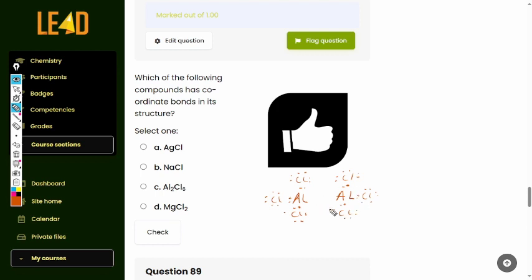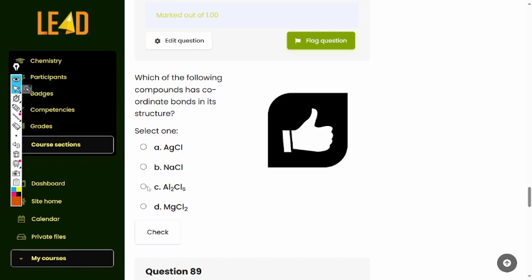The lone pair from 1 chlorine atom here can get shared with the aluminium here. So aluminium is able to accept a lone pair of electrons from the chlorine. The same thing can happen between a bonded pair of electrons here and this aluminium here. When the pair of electrons is coming from one party and the other one shares it, you have a dative bond or a coordinate covalent bond. So the answer is Al2Cl6.